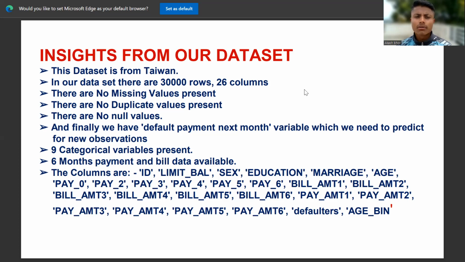The columns are ID, limit balance, sex, education, marriage, age, pay 0, pay 2, pay 3, pay 4, pay 5, pay 6, bill amount 1, bill amount 2, bill amount 3, bill amount 4, bill amount 5, bill amount 6, pay amount 1, pay amount 2, pay amount 3, pay amount 4, pay amount 5, pay amount 6, and defaulters, age bin.